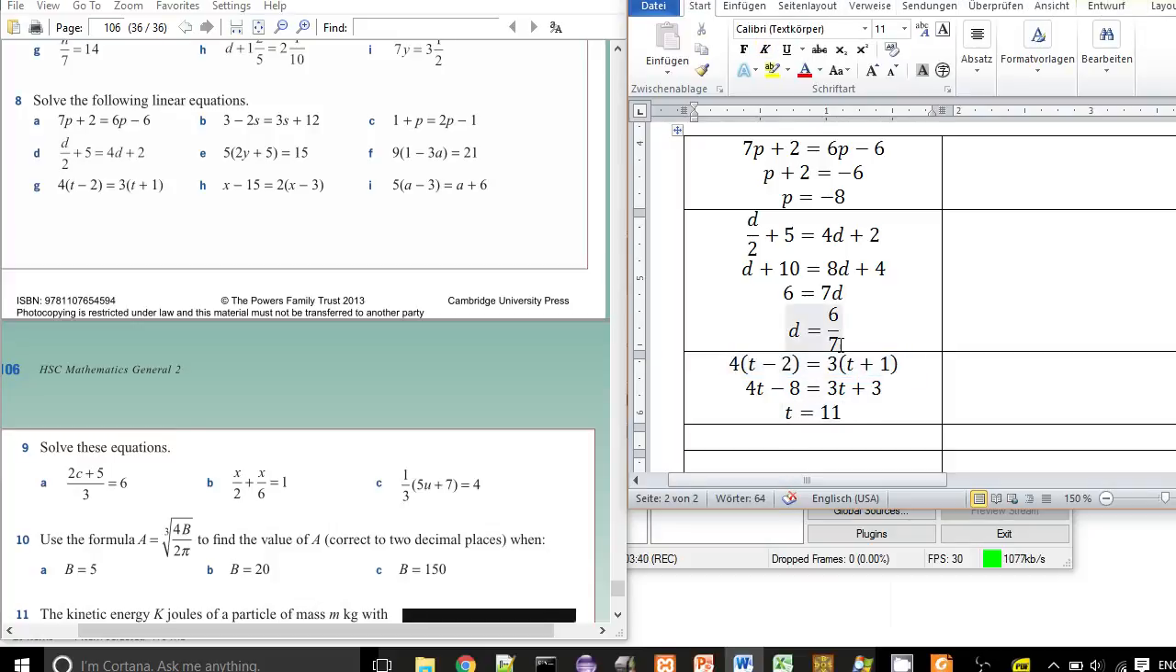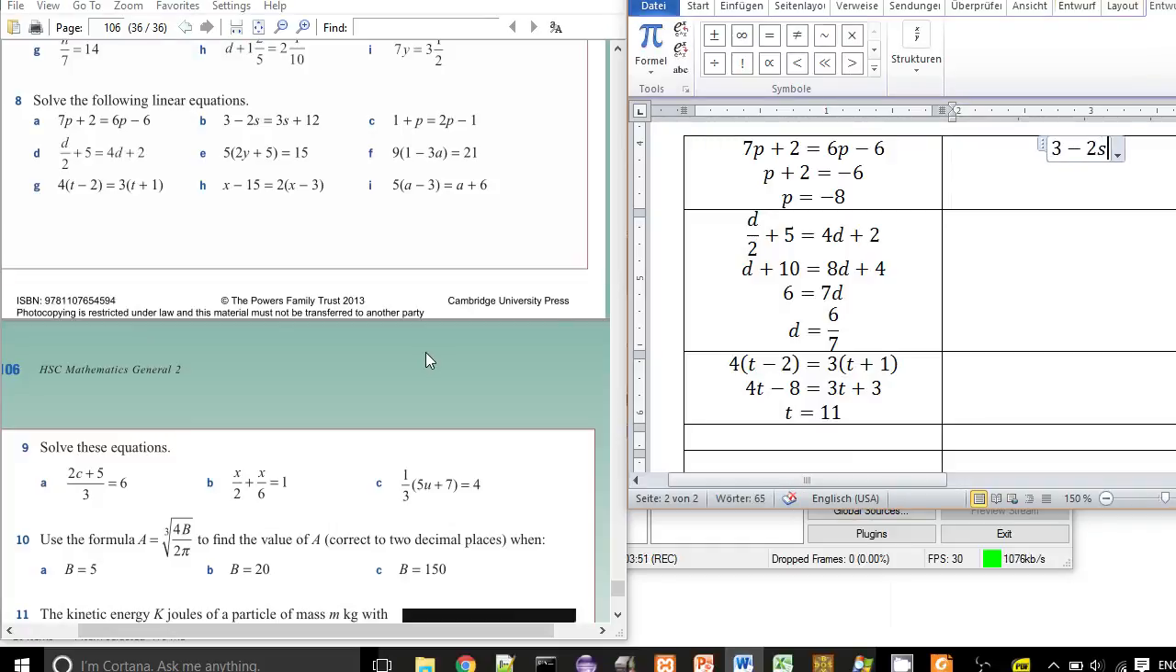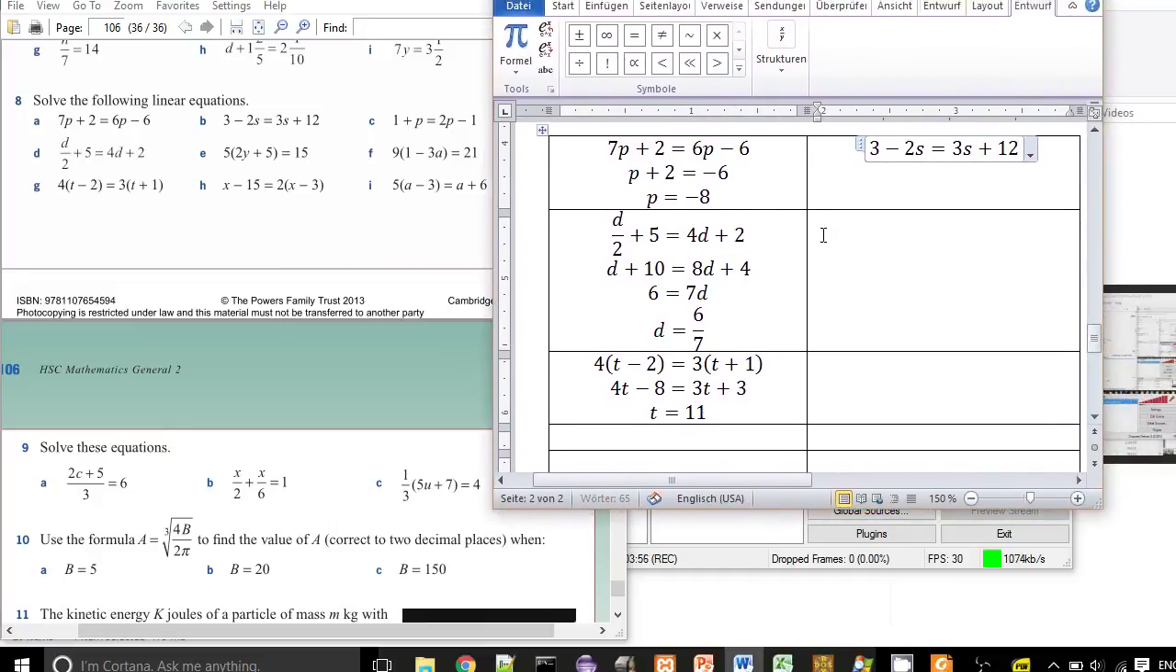Okay, so that's right. Alright, this one's harder to check, but anyway, I'm going to keep going. Let's try, may as well try some of these. 3 minus 2s equals 3s plus 12. I might move this across, I'm just paranoid it'll be outside of the visibility. Okay, so what are we doing? This is a negative 2s, so I'm going to add it over to the other side. So I end up with a 5s on this side. And this plus 12 I want to subtract. So 3 take away 12 would be minus 9.